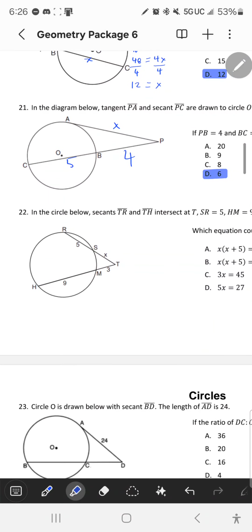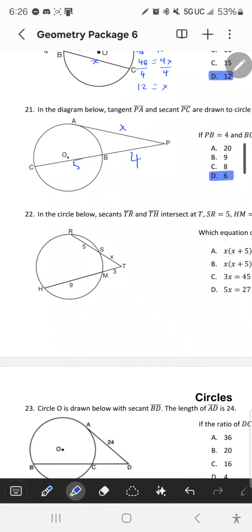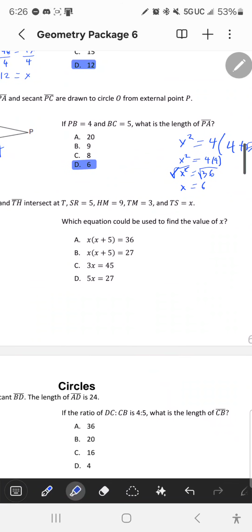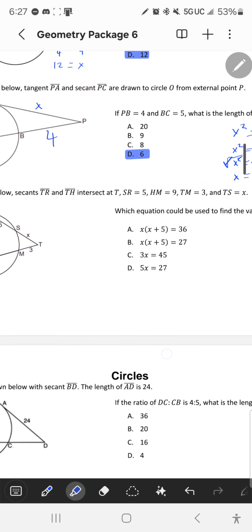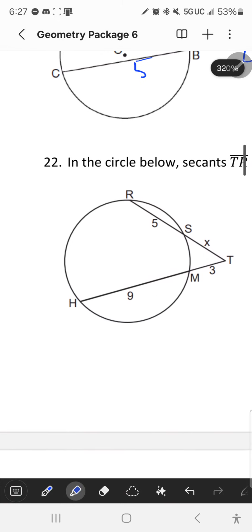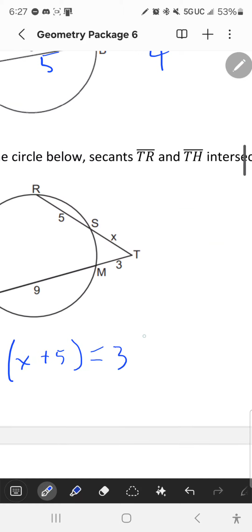In the circle below, two secants, TR and TH, intersect at T. Okay, perfect. And we have the values which are actually plugged in for us. So the equation we use to find the value of x, let's see which equation. We know the theorem, that was the first we did. So it will be the outside one, x, times the whole line, which is going to be x plus 5, equal to 3 times the whole thing, which is 3 plus 9.